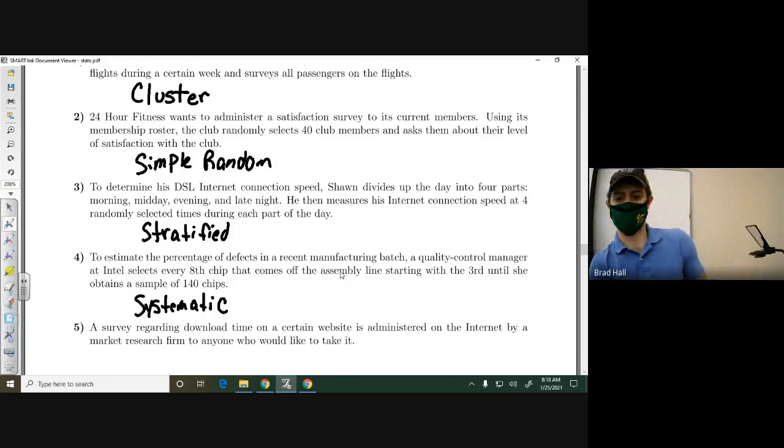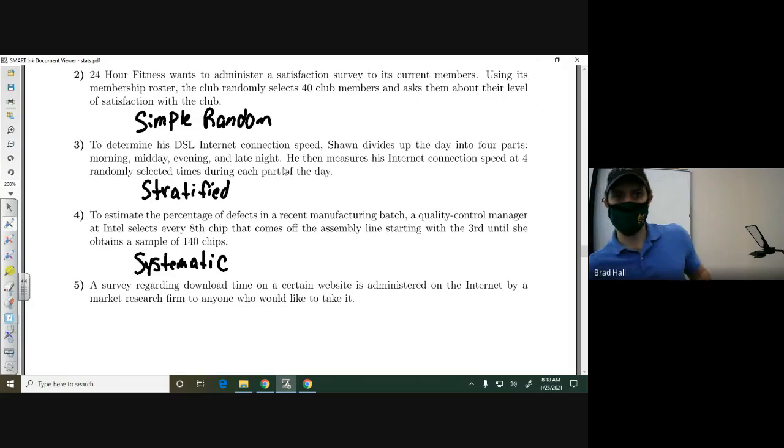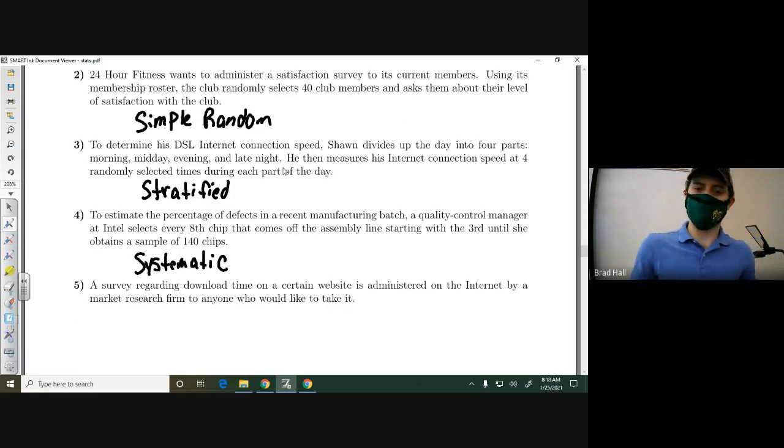This is systematic though. And there was 5 in total. We've gotten 4 of the 5 already. Maybe you might already know what 5 is. A survey regarding download time is administered on the internet by a market research firm to anyone who would like to take it.